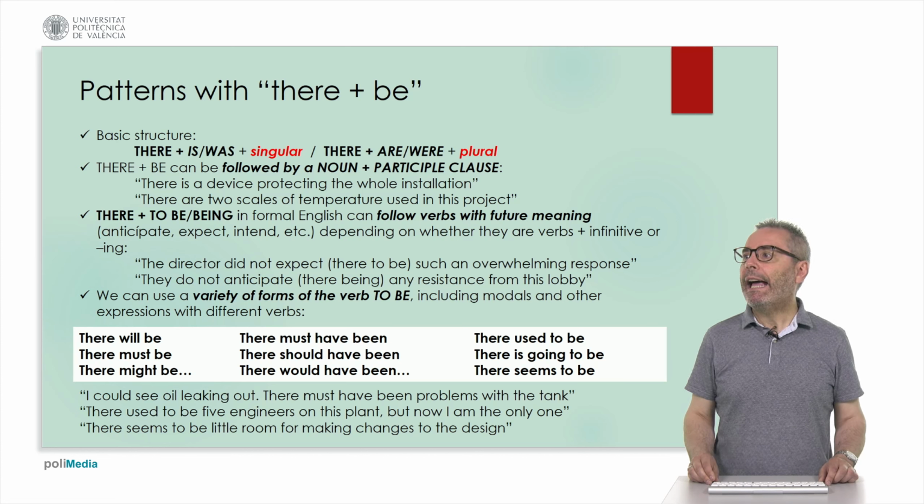For example, I could see oil leaking out. There must have been problems with the tank. In this case, we use a modal verb to give the corresponding meaning. Or there used to be 5 engineers in this plant, but now I am the only one. Or there seems to be little room for making changes to the design.